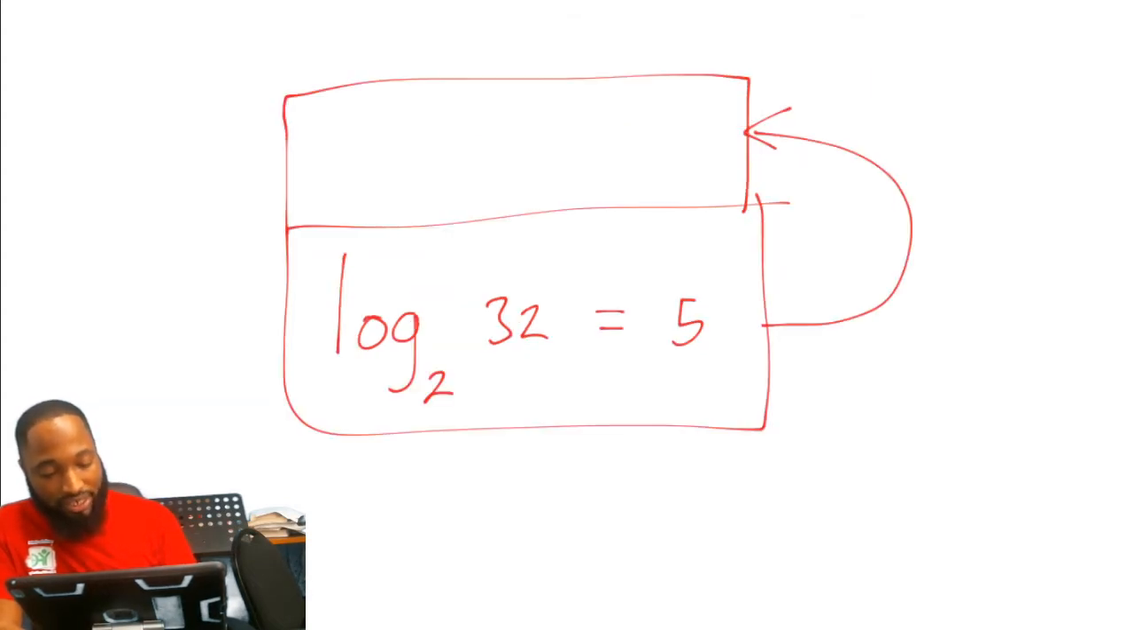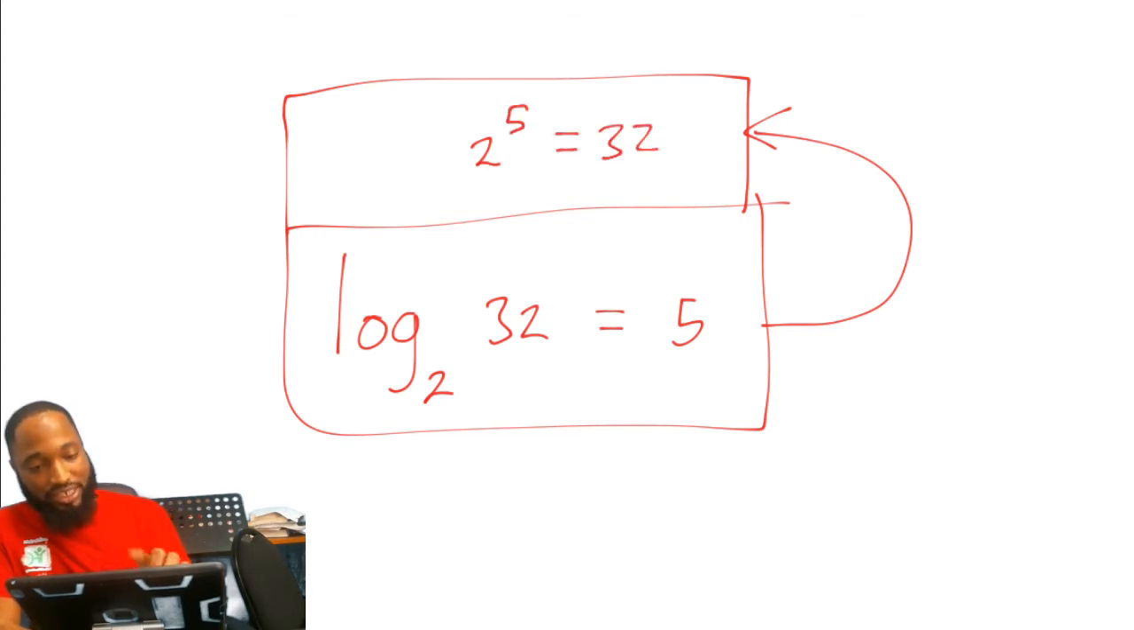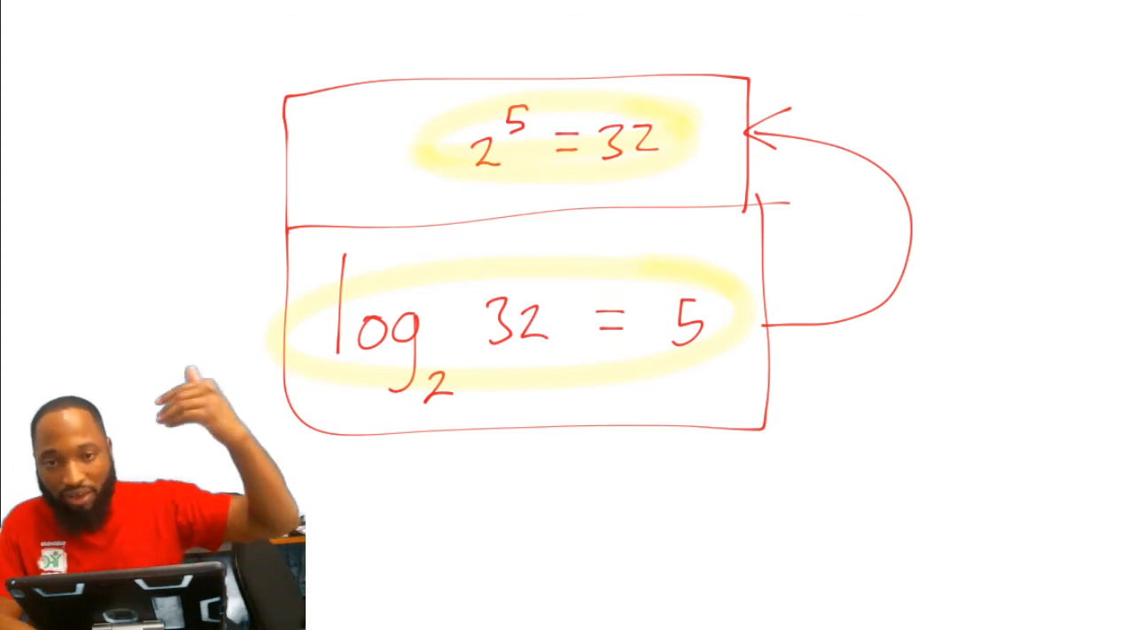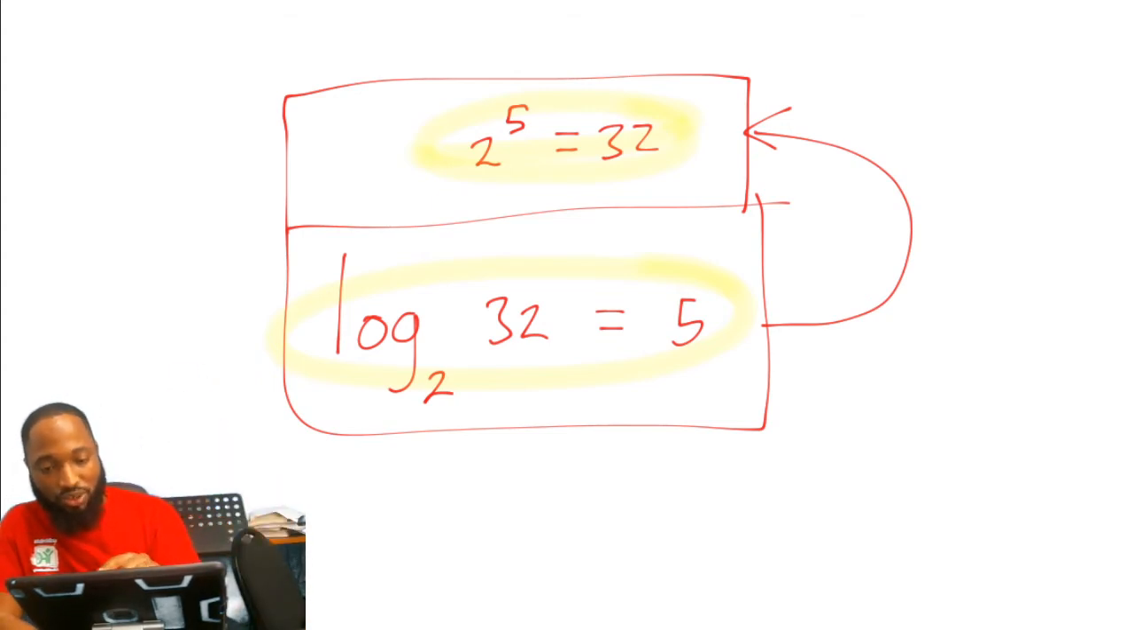So what I'm saying is 2 to the power of 5 is equal to 32. This is the exponent form, and this is the logarithmic form. That is 5. So 2 to the power of 5 is 32. And watch this, watch this.